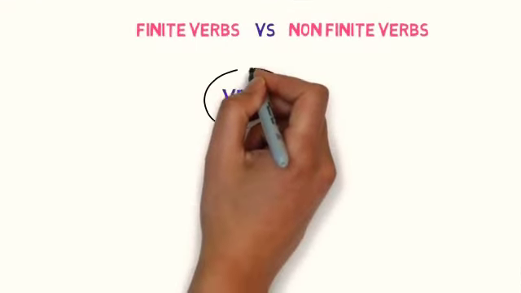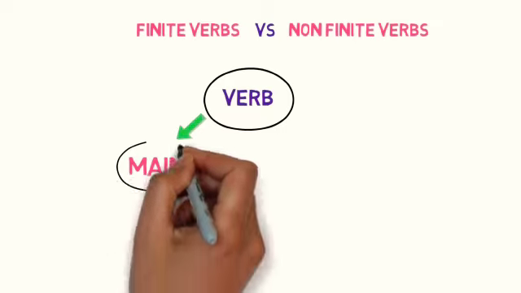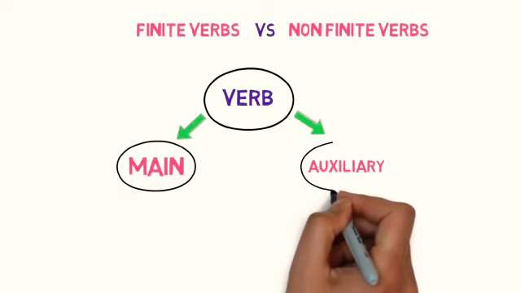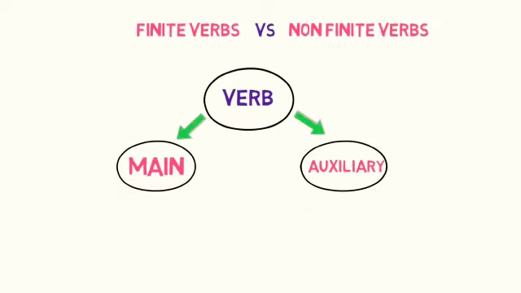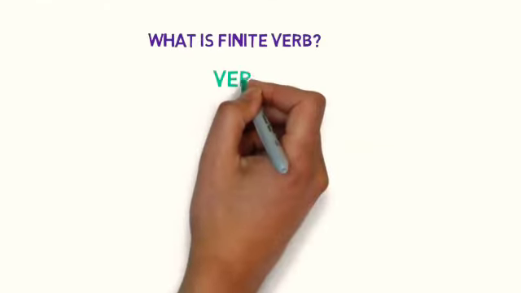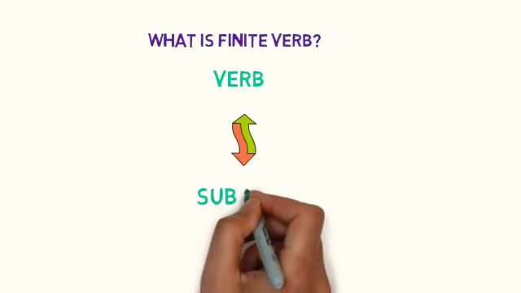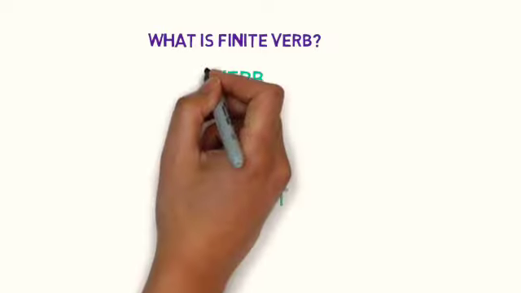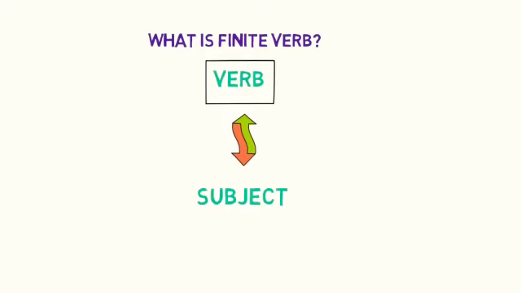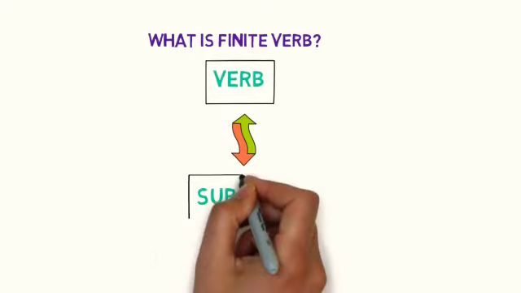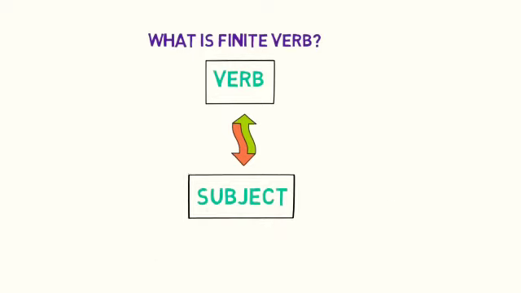Let's begin with finite verbs and non-finite verbs. A finite verb is a verb that has a finite or limited agreement with the subject. It limits its usage as per the subject's parameters. There are three defined parameters on which this limitation is fixed.